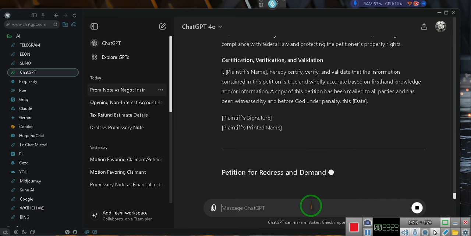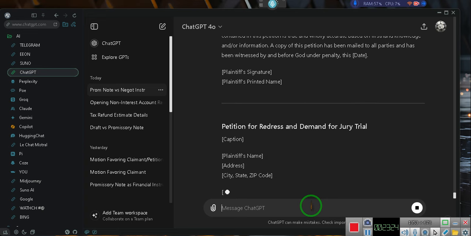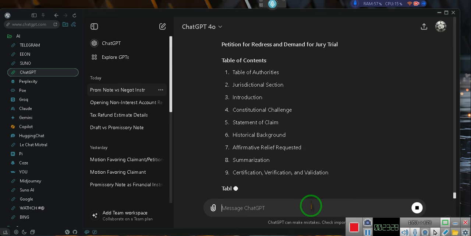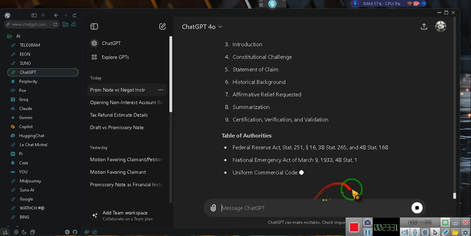Okay, well, we got a lot of stuff to talk about, but look, see, redress petition, demand for a jury. See, he keeps saying jury trial, so we're going to do this again.